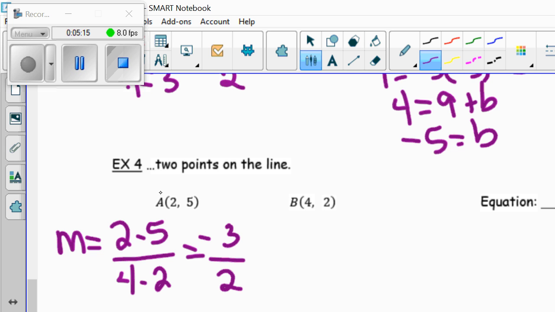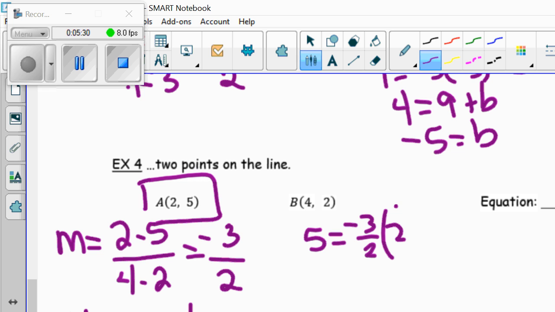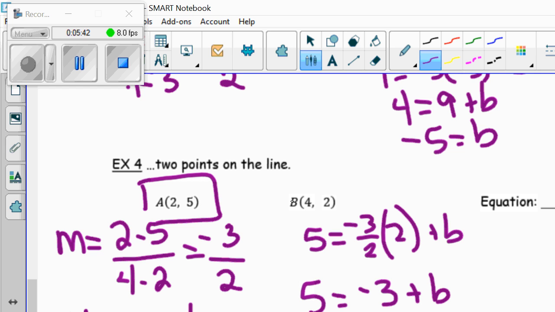Pick one of these points. Again, I'll just pick the first point. Plug into y = mx + b. So I'm going to replace the y with 5 = m, which we just found was negative 3 halves. Replace the x with 2, plus b. So we get 5 = negative 3 halves times 2 becomes negative 6 divided by 2, which is just negative 3 plus b. So our 2's cancel each other out there. Add 3 to both sides, and I get that b is equal to 8.